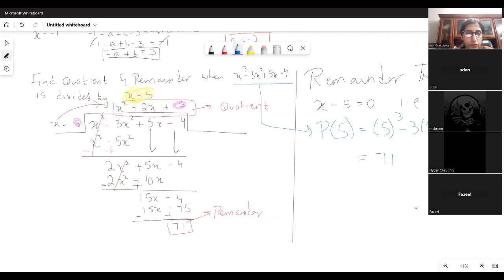Let's check. 5 cube minus 3 times 5 square plus 5 times 5 minus 4 gives 71. So you get the remainder directly. So in questions where you just have to find the remainder, not the quotient, and the divisor is a linear value like x minus 5, then you can directly use the remainder theorem.